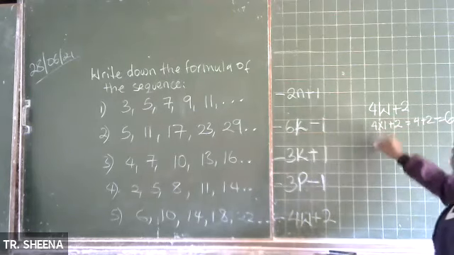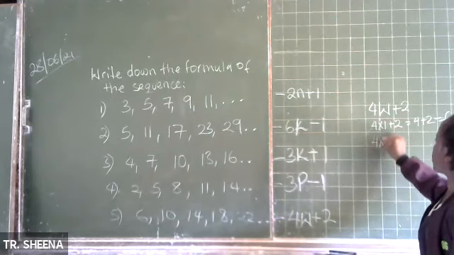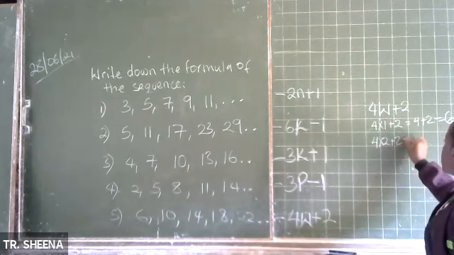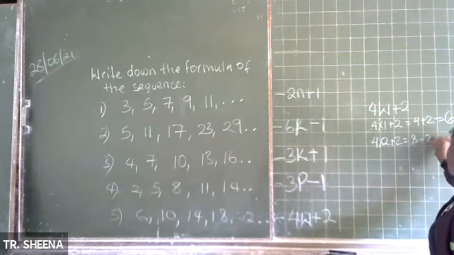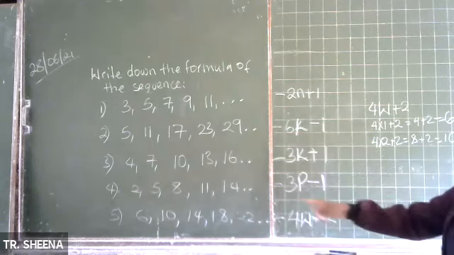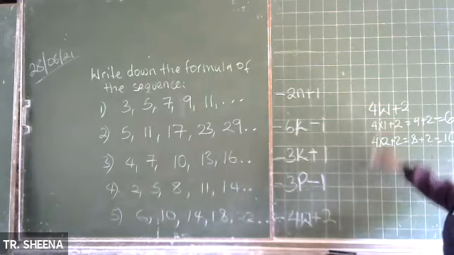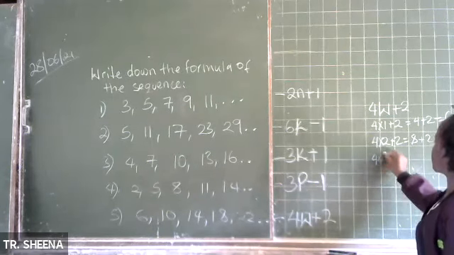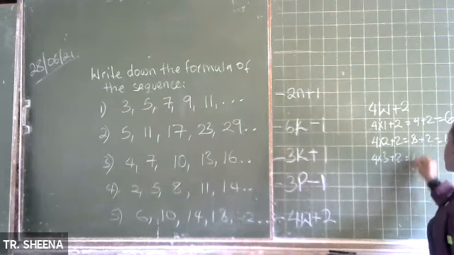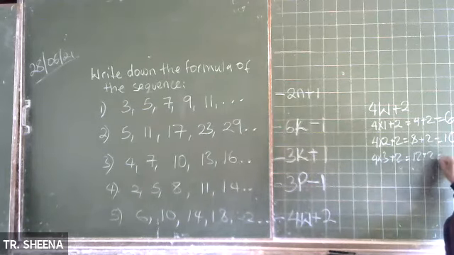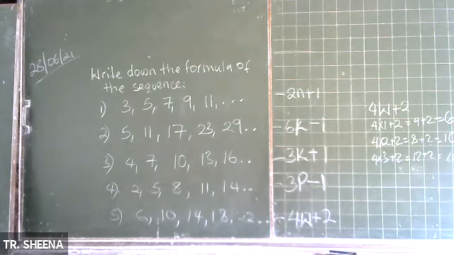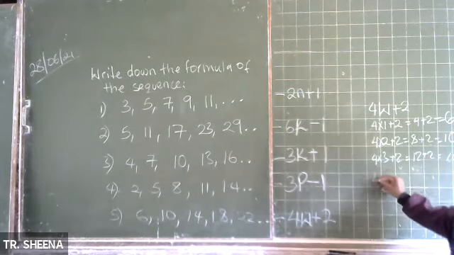To get the second term, your W is equal to 2. 4 times 2 plus 2 is equal to 8 plus 2, which is 10. So far the formula is working. You go to the next one. 4 times 3 plus 2, which is equal to 12 plus 2, which is 14. It is working for the third term also. We go to the fourth.